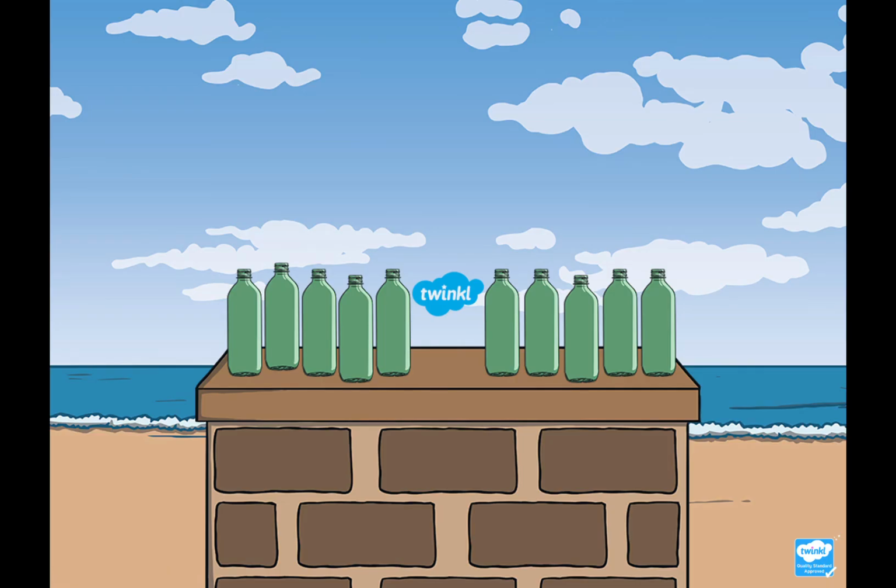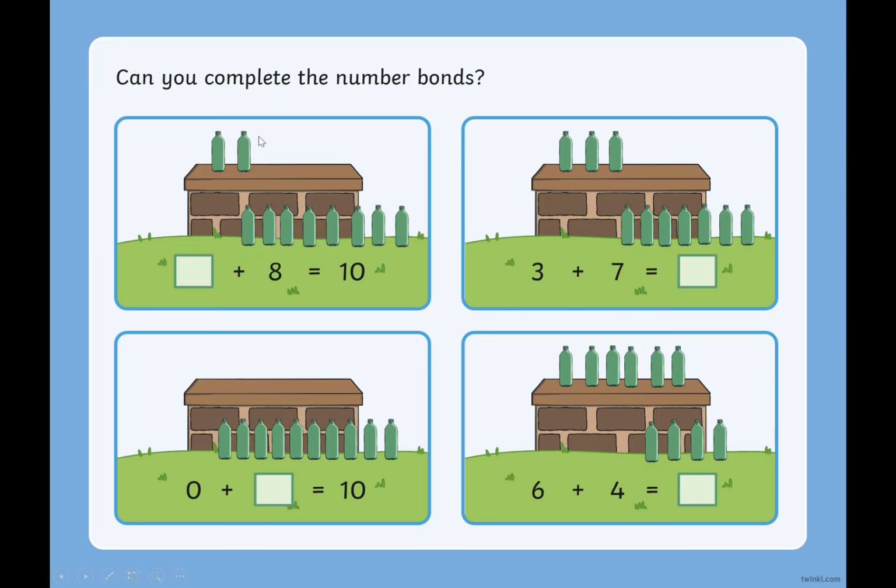So well done for doing our activity today. You could have a little go if you wanted to at working out what these number bonds are. So something plus 8 equals 10. 3 plus 7 equals something. 0 plus something equals 10. And 6 plus 4 equals something. If you want to have a go at doing these sums after this activity, you could do that.